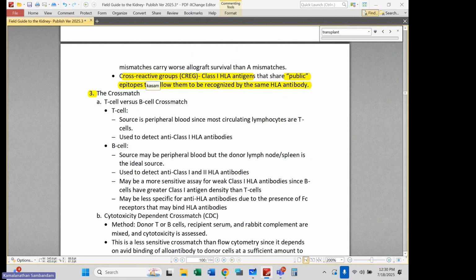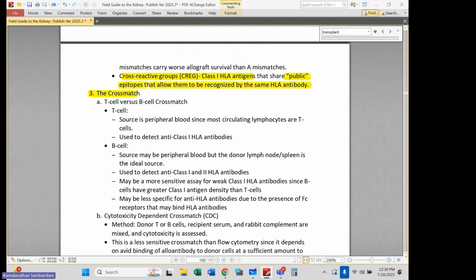And that's when sometimes we'll see donors who have incompatibility. Panel reactive antibody is that description of incompatibility, which we'll talk about. Panel reactive antibody to 100% of donors. And that's often because they're producing alloantibodies to multiple public epitopes.